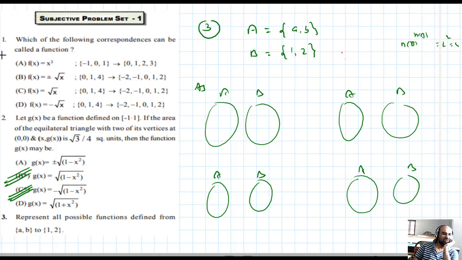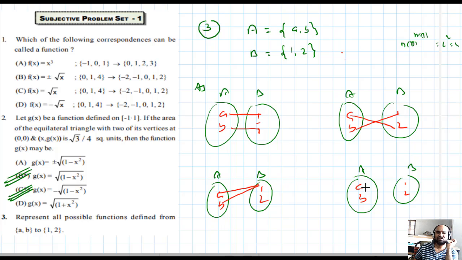Okay. So now I want to write what possible functions here. A, B, 1, 2; A, B, 1, 2; A, B, 1, 2; A, B, 1, 2. So this with this is one function. This is another function. This is another function. Okay, this is another function. No other function exists. These are the required 4 functions from A to B.